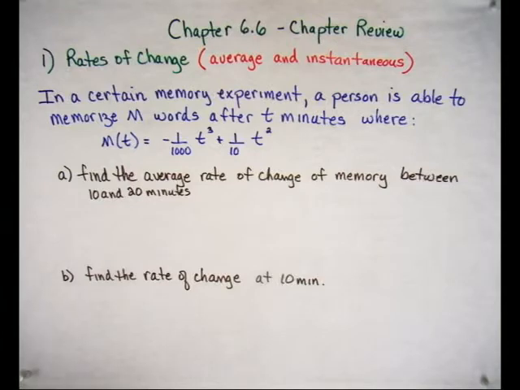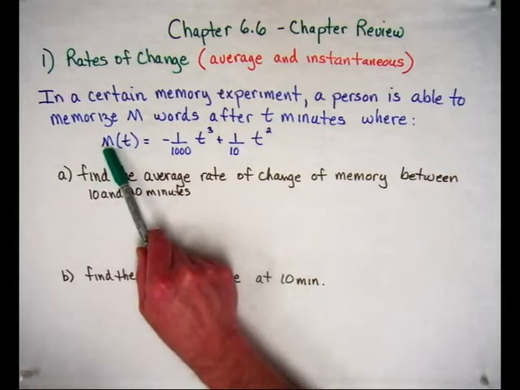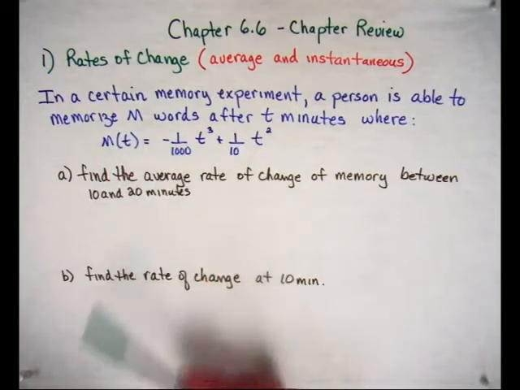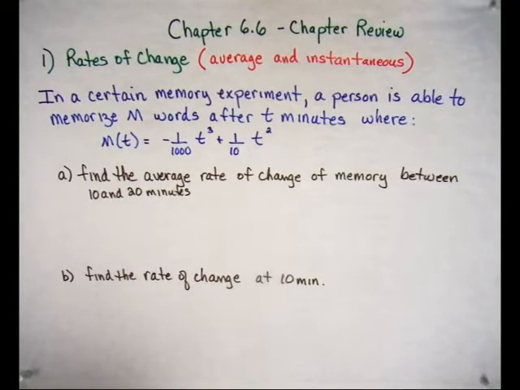So the question says, in a certain memory experiment, a person is able to memorize m words after t minutes where the following function applies. M of t equals, and then you see the function there. So what we're saying is that the number of words that a person can memorize will be given by the function m at any moment in time t, where t is in minutes. So the first question says, find the average rate of change of memory between 10 and 20 minutes.